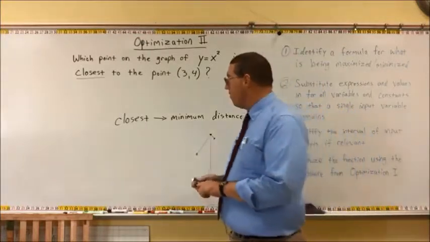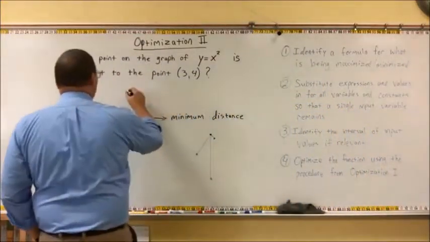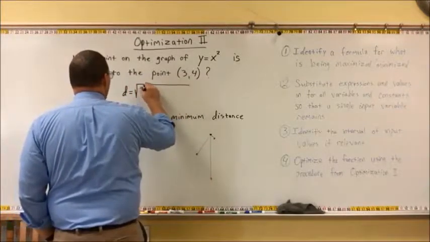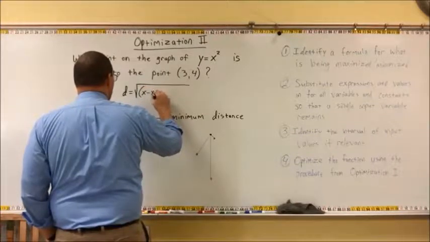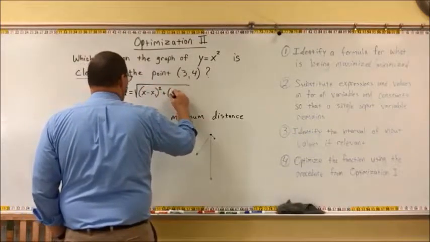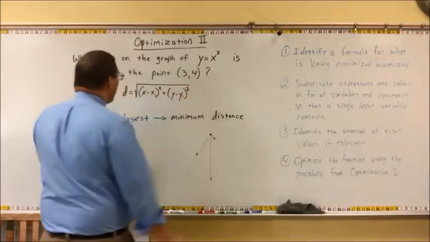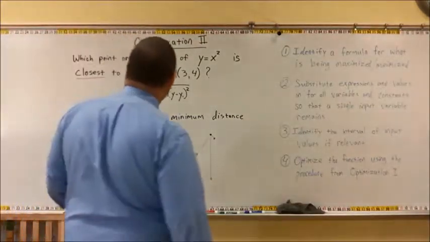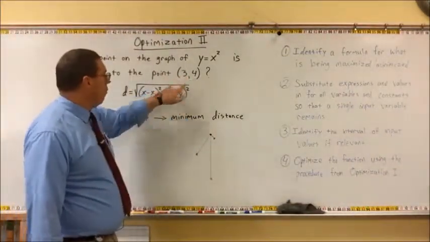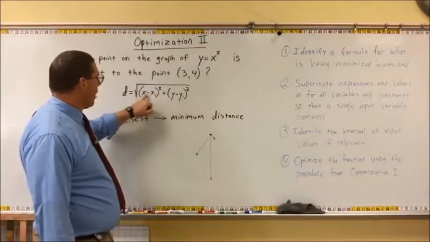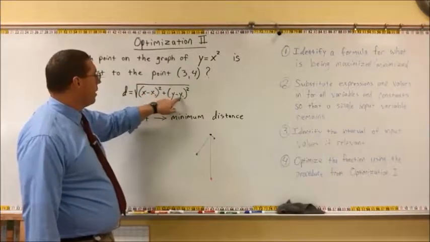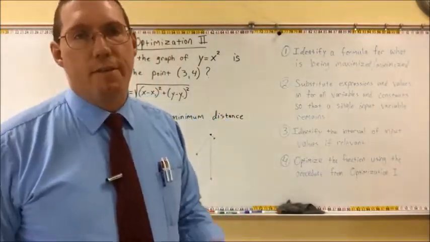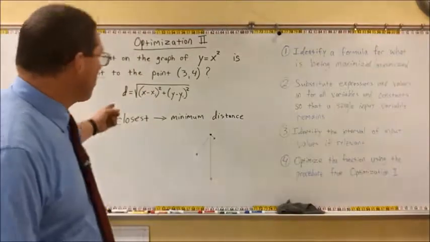And in the previous video, I already showed you that the distance formula is equal to the square root of (x minus x1) squared plus (y minus y1) squared, where x1 and y1 are actual values. And so what we're going to do in this problem is put the point (3, 4) in for x1 and y1. So it'll say (x minus 3) squared plus (y minus 4) squared, okay? So this is a minimum distance. We're trying to minimize the distance formula.